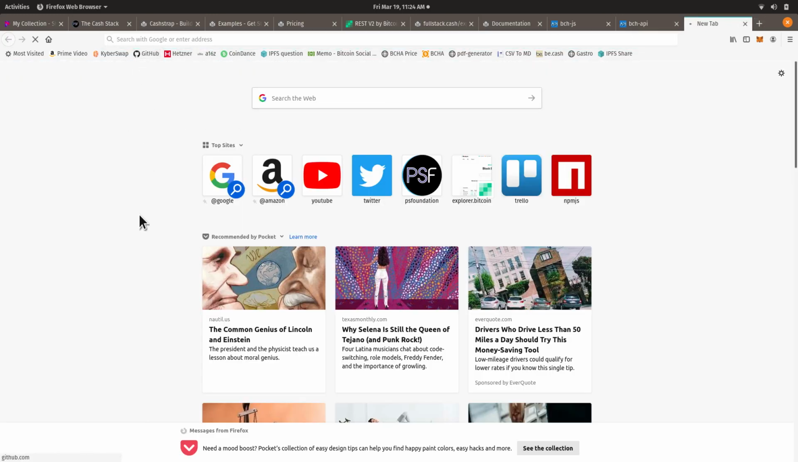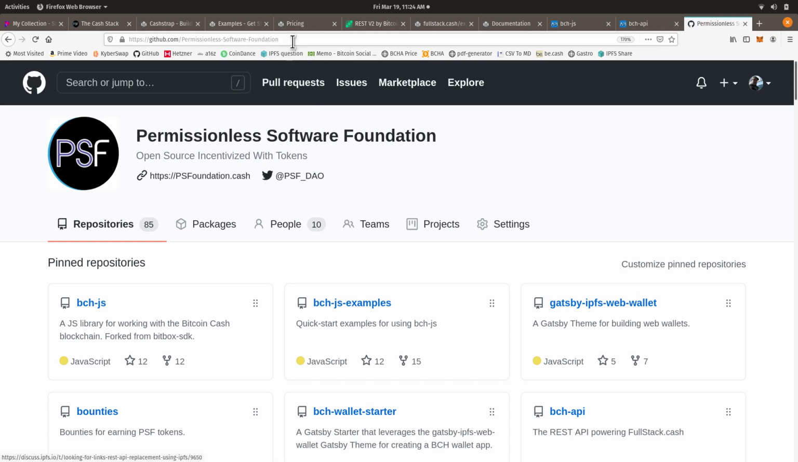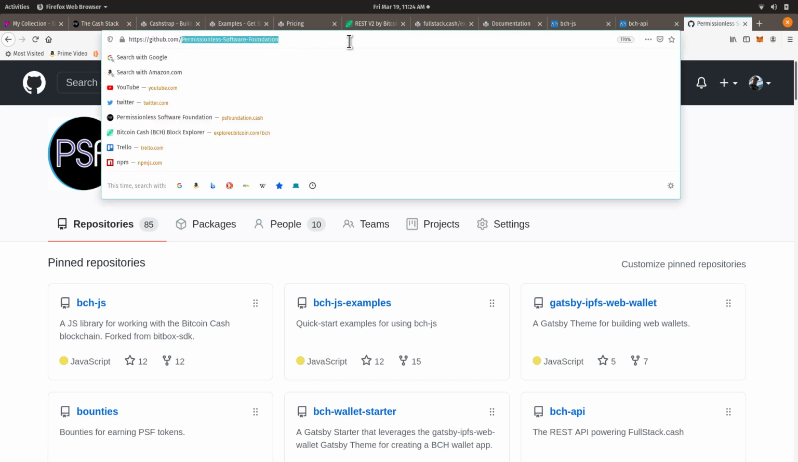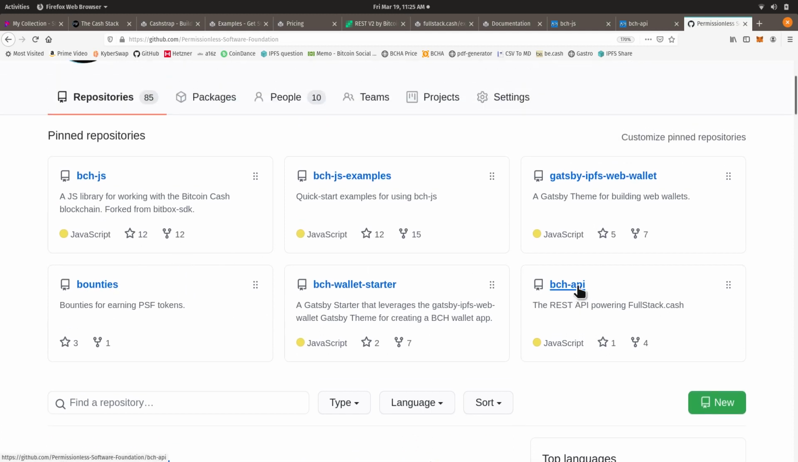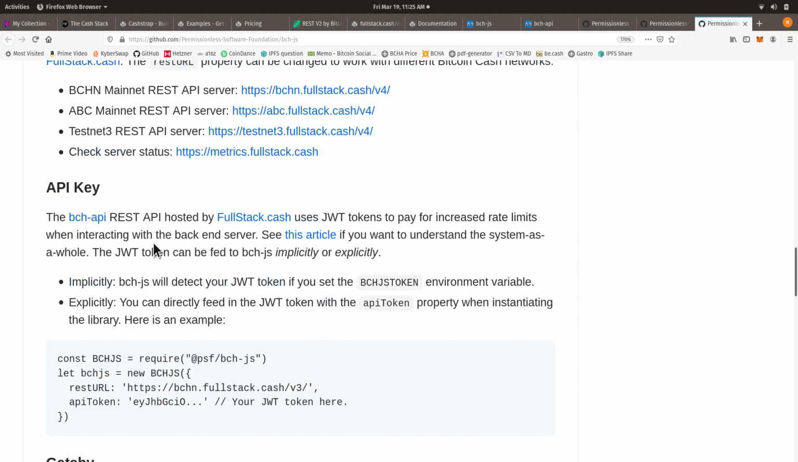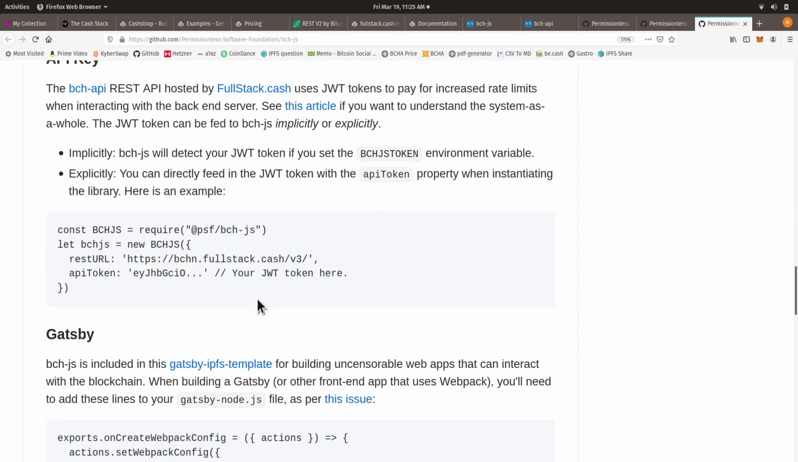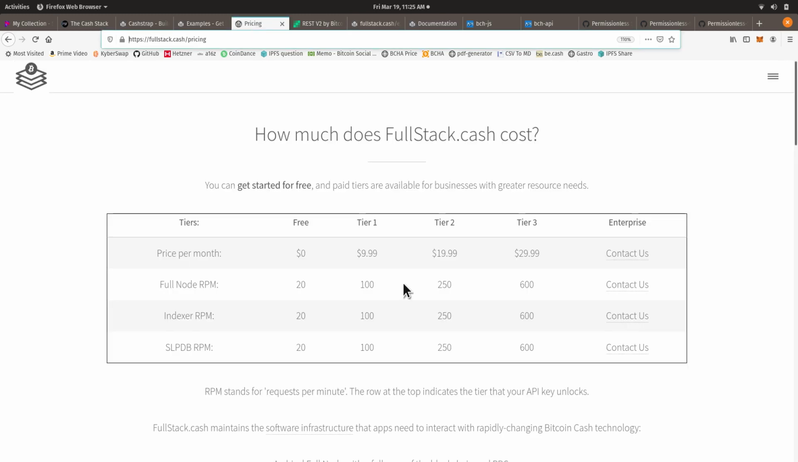And if you go to the BCHJS source code, I'll show you where that's at. That's on GitHub.com under the Permissionless Software Foundation GitHub group. And here's BCHJS, they're pinned, and BCH API. They both talk about the Jot tokens, but BCHJS right in the README has some examples of how to use the API, how to get an API key, which is a Jot token, and how to plug it in when you're instantiating your instance of BCH API.